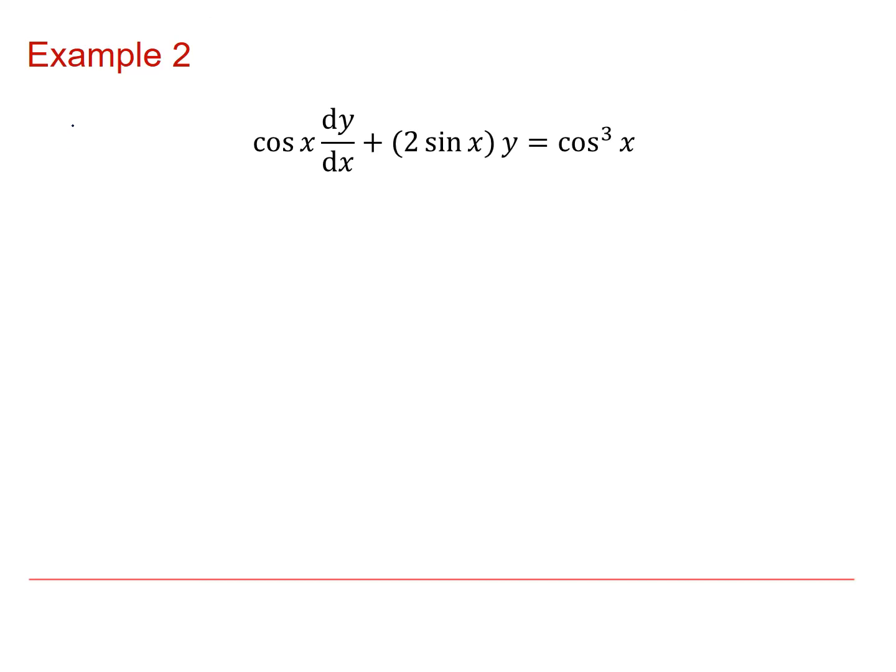Okay, let's have a look at this example then. The first thing to note is I haven't got dy by dx on its own. So the first thing I need to do is divide through by cos x. This gives me dy by dx plus (2 tan x) y, and I'm keeping the brackets so that we realize that 2 tan x is a function on its own, is equal to cos squared x.